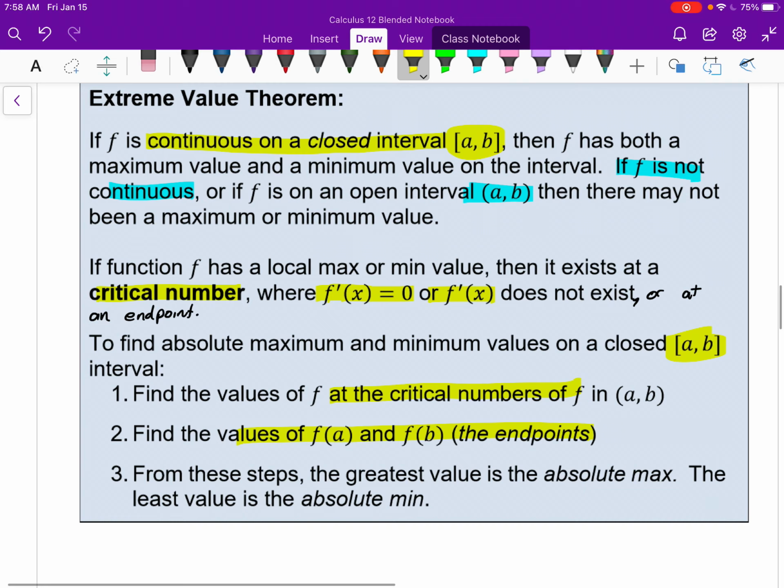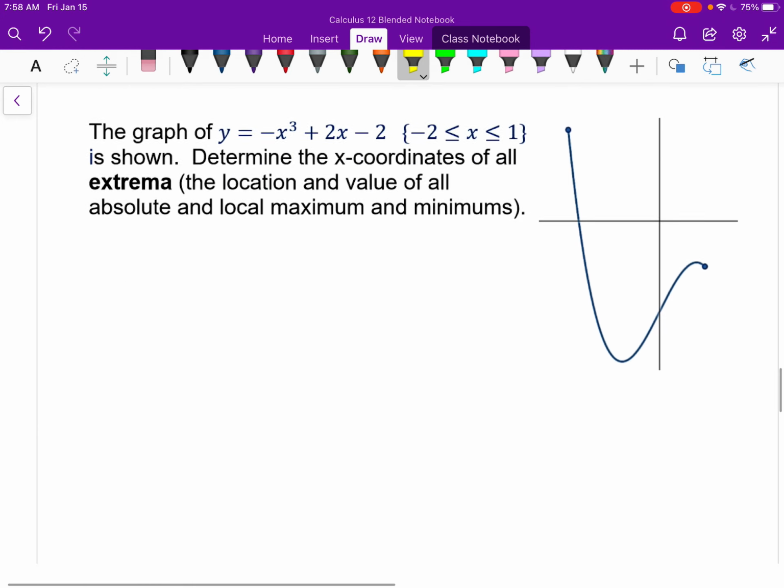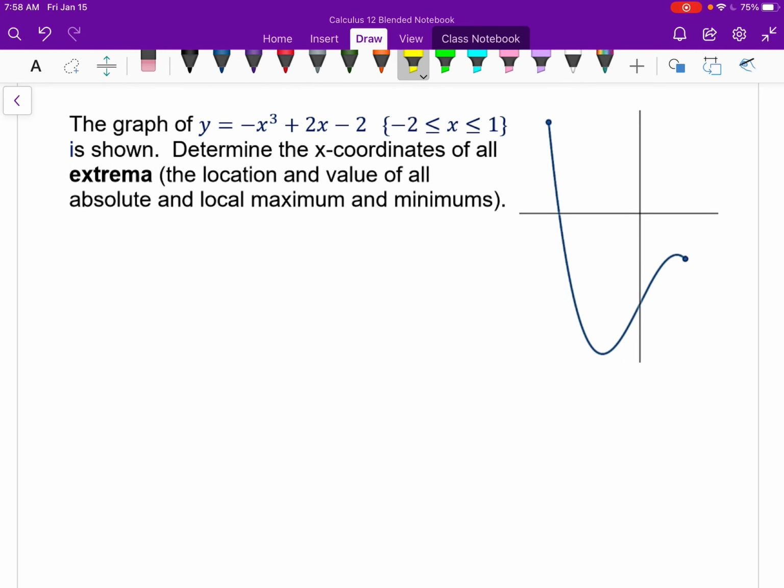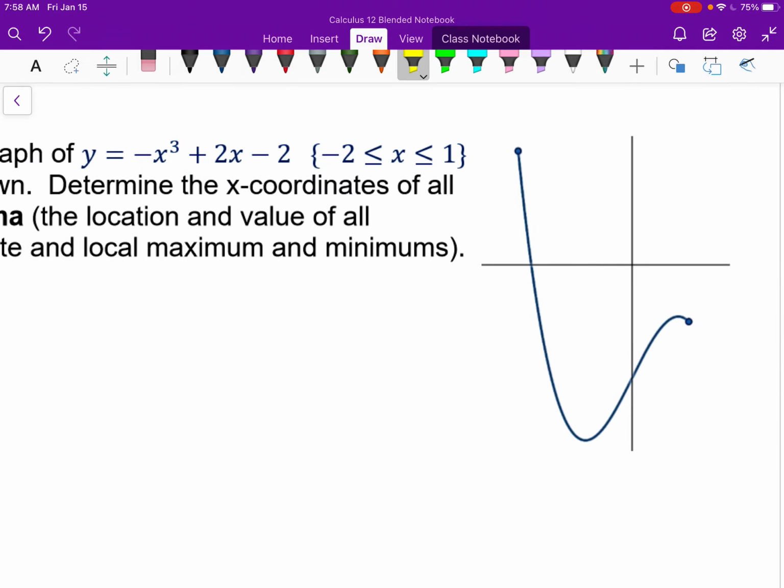As always, the best way of understanding this is to try it. I think I have just one example here to try, with a relatively simple function. So here's the graph of negative x cubed plus 2x minus 2 in the interval negative 2 to 1. So that's what I have graphed right here. And I'm just going to label this just so we're really clear. That is at negative 2. This is at 1.